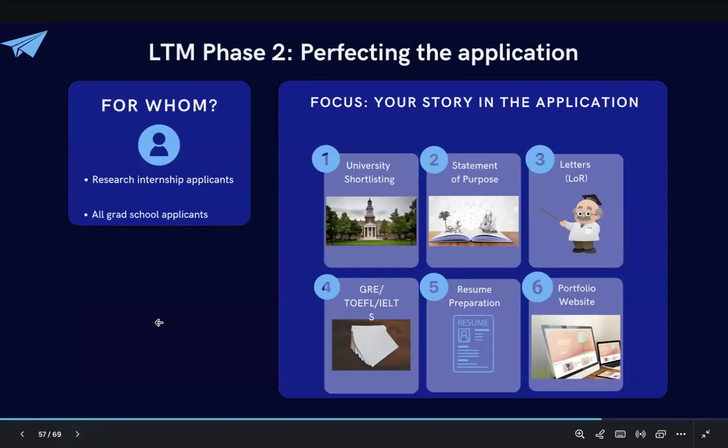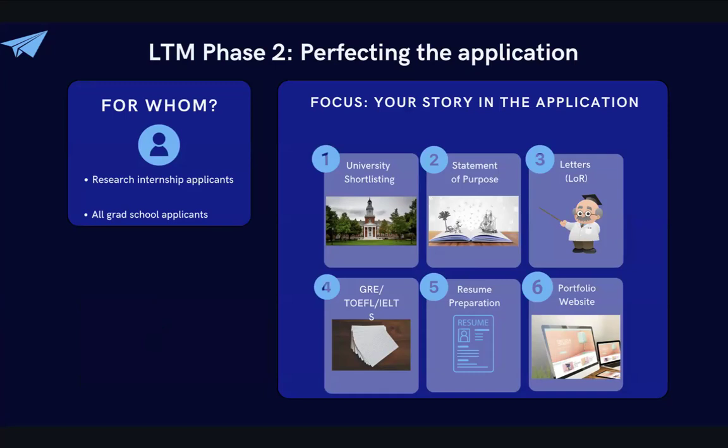The second part is perfecting your application. In this part, we basically focus on university shortlisting. So we help you select, like I mentioned before, 10 universities. We help you to draft your SOP based on the 4 pointers that I mentioned earlier. We help you to draft 3 letters of recommendation, and we also give you basic material and basic help with the GRE and TOEFL exams. We also help you with the resume preparation and the portfolio website building. So this is phase 2 of the application process, and this generally takes about 1 to 2 months, whether you're applying for masters or for your PhDs.